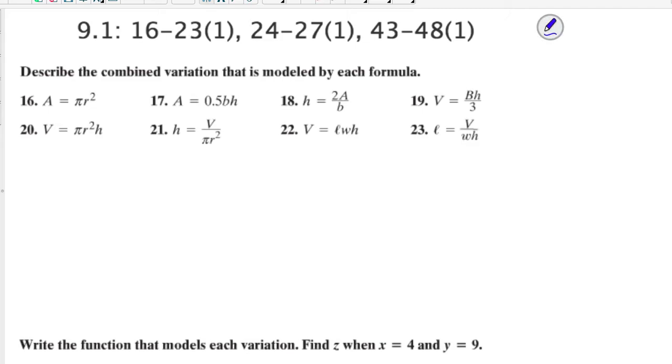From 9.1, 16 through 23, there is one question. This is one of the formulas, and you need to describe the combined variation. Okay, so let's take a look at 21.